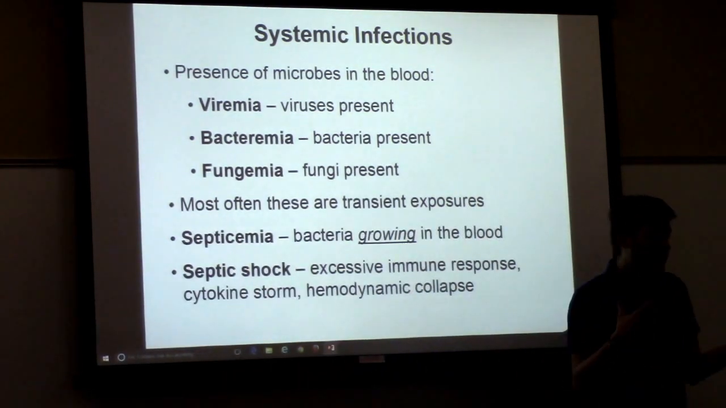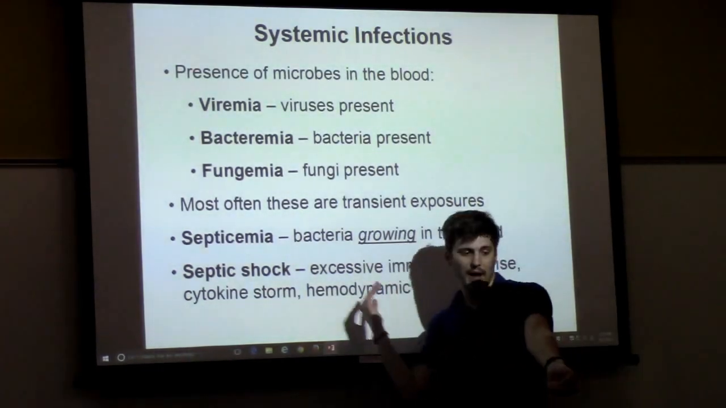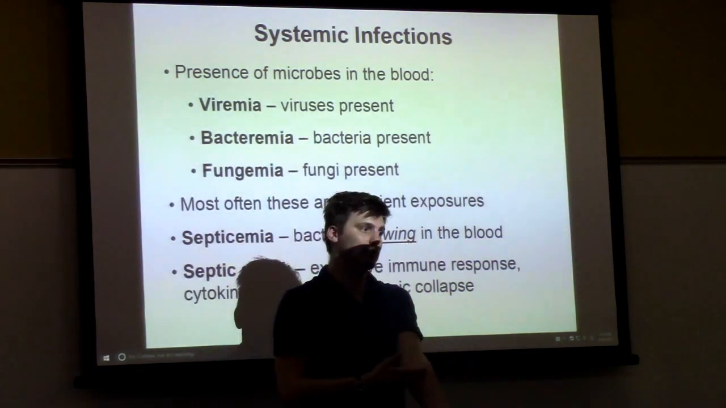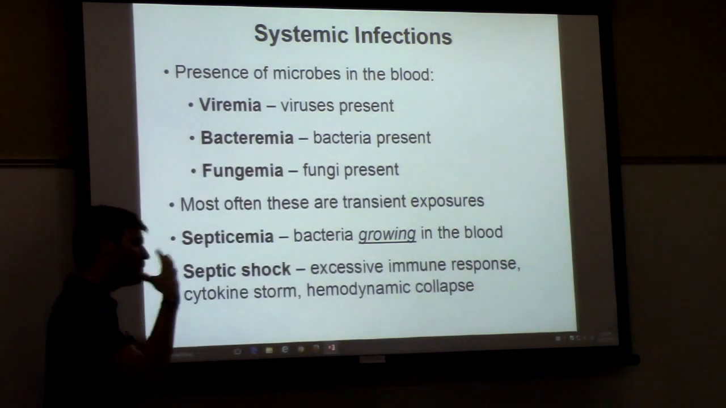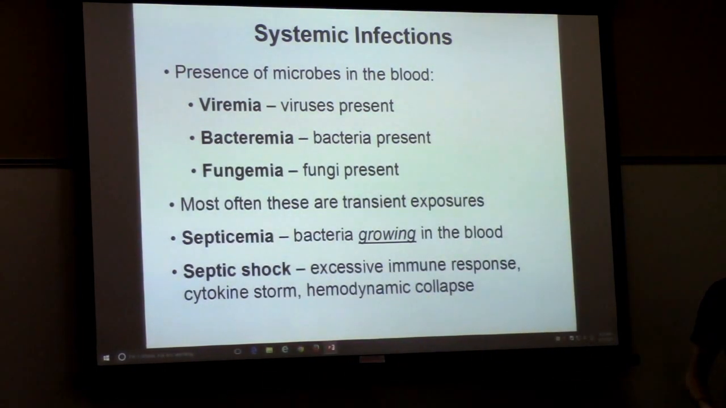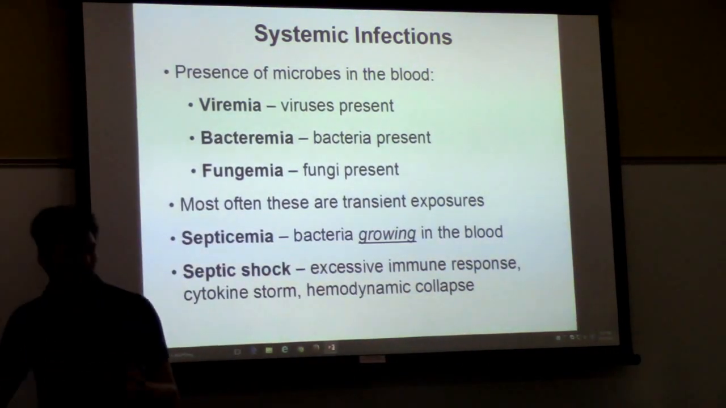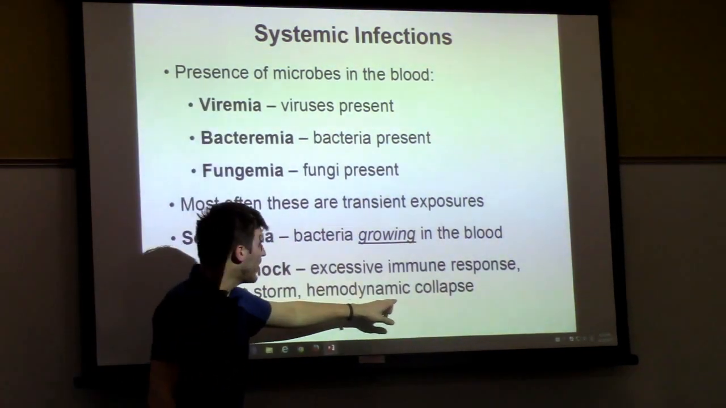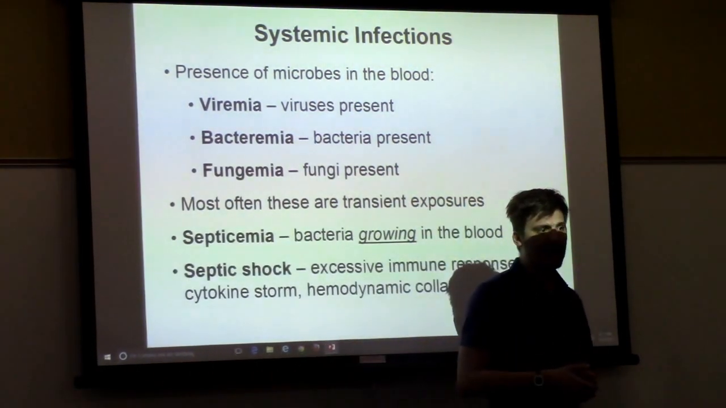A bacteremia could just be organisms going in and out of the bloodstream relatively quickly. A septicemia is when you have bacteria going into the blood, staying there, reproducing and causing disease within the bloodstream. So generally, septicemia is a much more serious condition because the organisms are going to be more numerous. One of the symptoms of having a septicemia is septic shock, and this is due to that overabundant immune response. This results in cytokine storm and hemodynamic collapse, which is where all your blood vessels become leaky, your blood pressure drops significantly, and then you die.